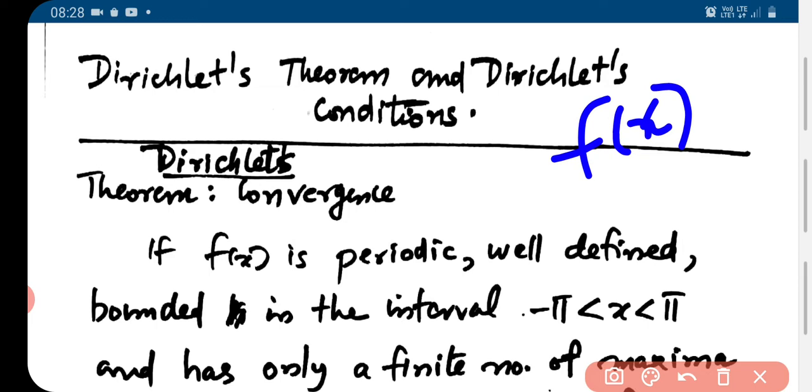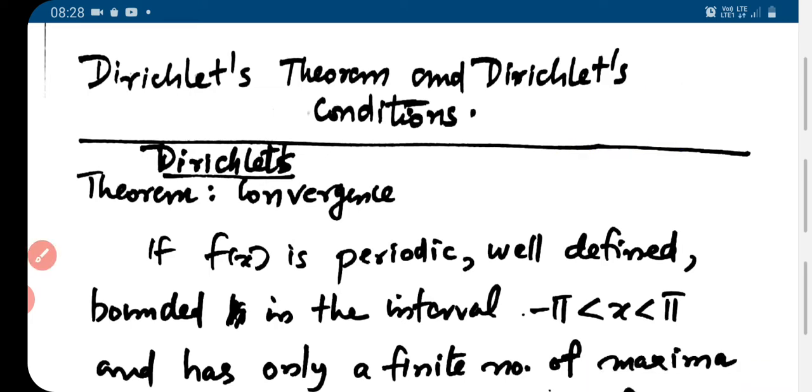And how does it converge? That is given by Dirichlet's theorem. We are not proving it, we are just stating the theorem. The theorem is like this.